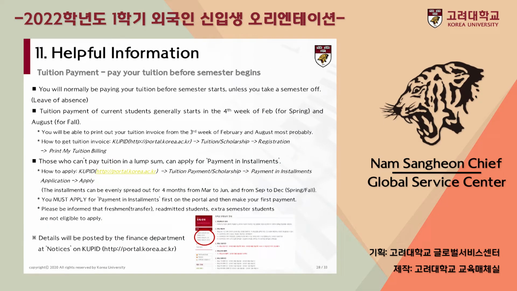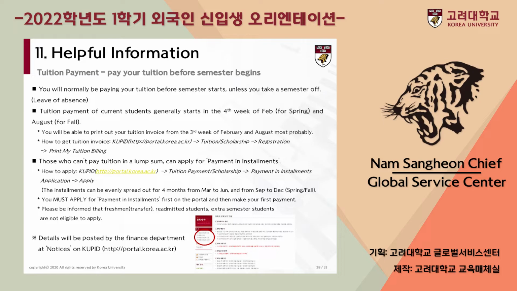As you know already, you may pay your tuition before the semester begins. Tuition payment for current students, not newly admitted students, generally starts in the 4th week of February for spring semester and in August for fall semester. Those who cannot pay their tuition in a lump sum can apply for payment in installments for the next semester.